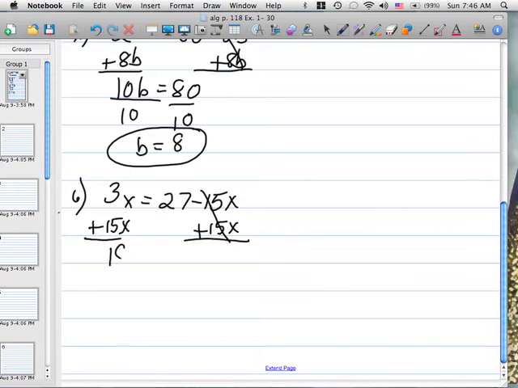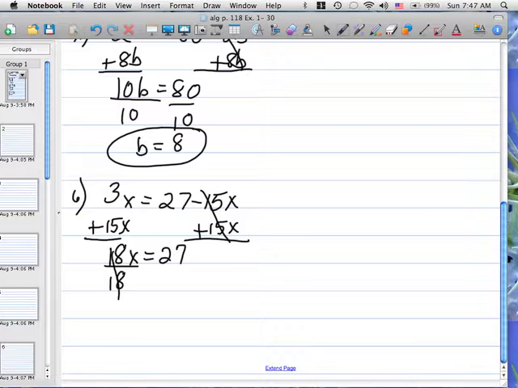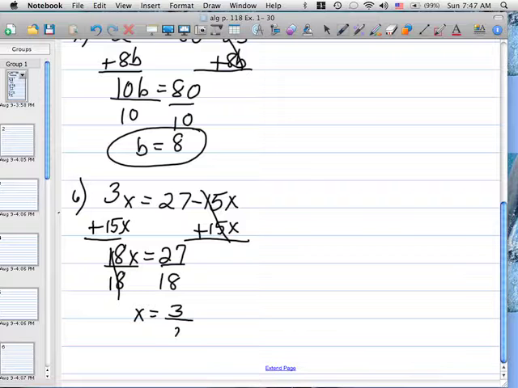So it gives us 18x equals 27. Divide by 18 to get the x by itself. And we get x equals, simplify the fraction, 9 goes into 27 3 times, and into 18 2 times. Leave your answer in fraction form.